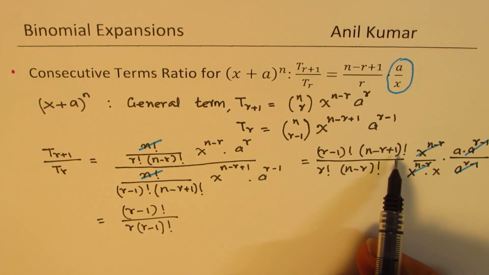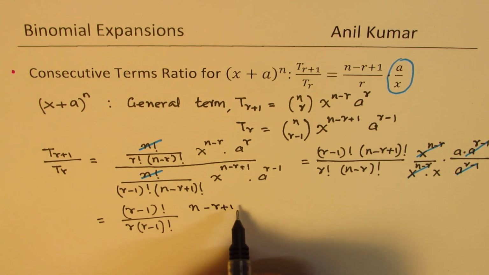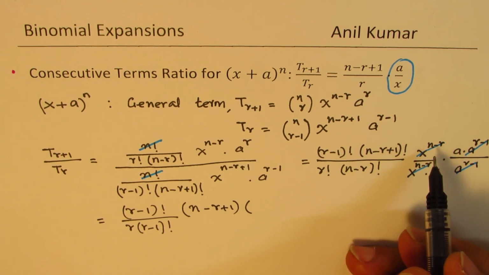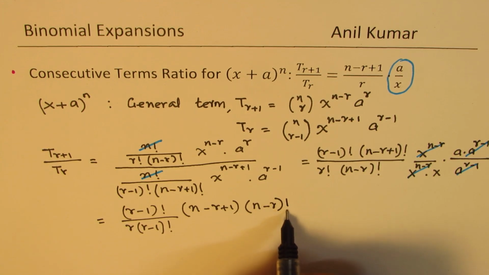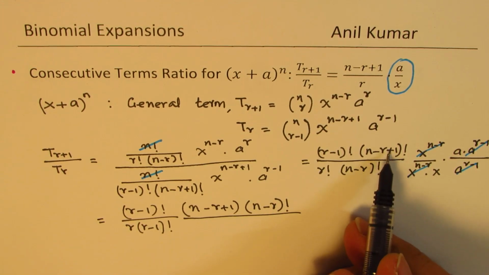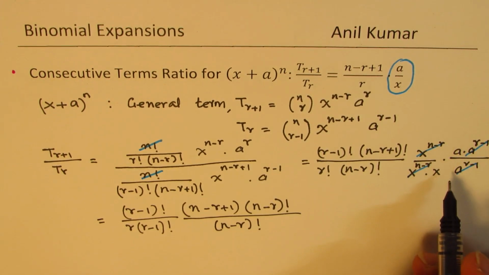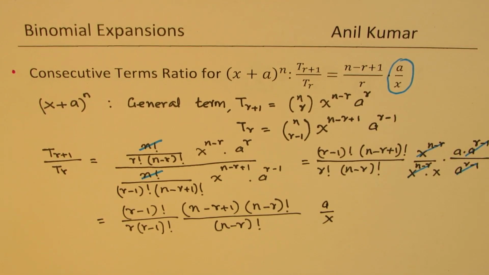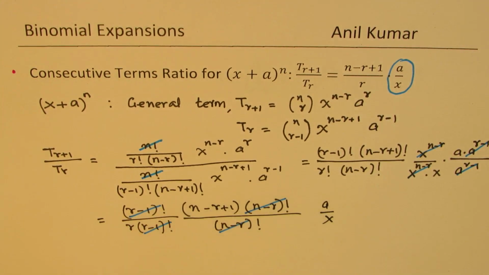So in this case, we could write n minus r plus 1. So n minus r plus 1 times n minus r plus 1 minus 1. 1 and 1 will get cancelled. So n minus r factorial. Do you see that part, right? So this was one term extra. So we have n minus r factorial, and on this side we did get our term a over x. Clear? Now you can see that n minus r factorial cancels, r minus 1 factorial cancel.